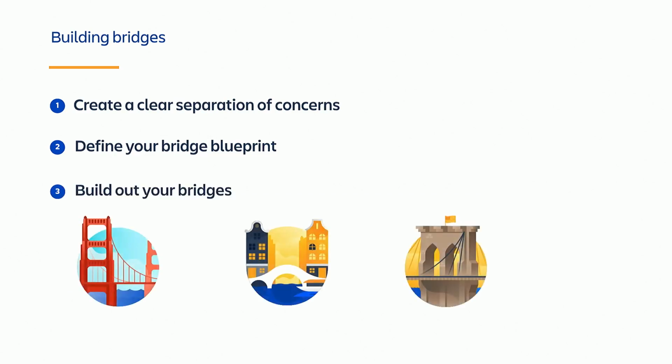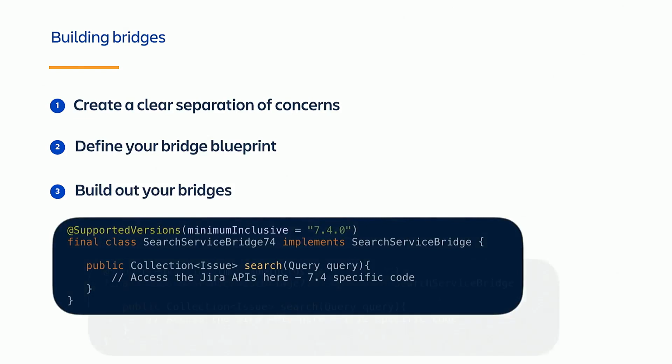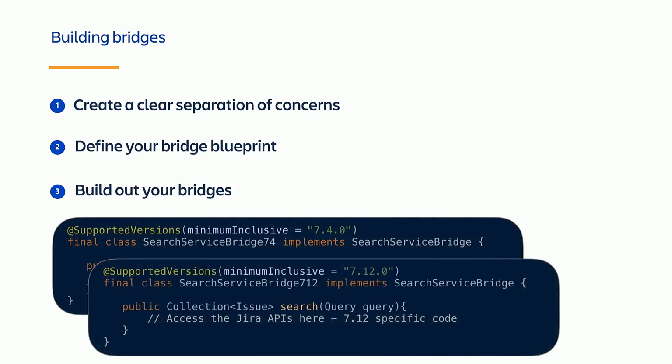Next, we're going to build out a bridge for every breaking API change according to your defined blueprint. So we're going to be building all types of bridges. So here we have two search service bridge implementations, one for each Jira API change. So search service bridge 712 is the one that's going to have the 712 specific code, and search service bridge 74 is the one that is going to have the 7.4 specific code.